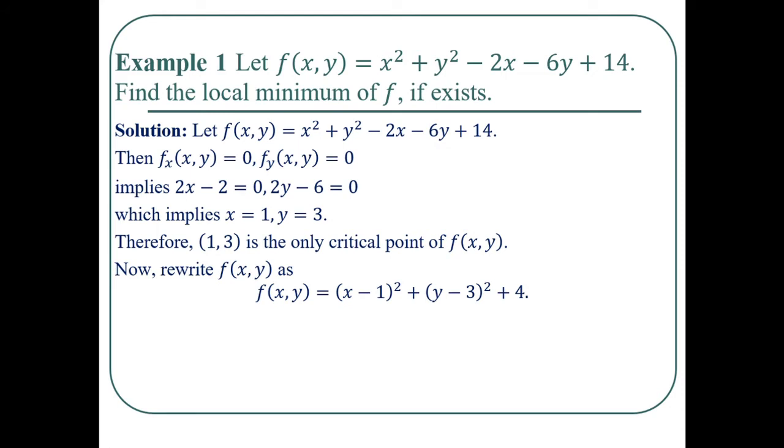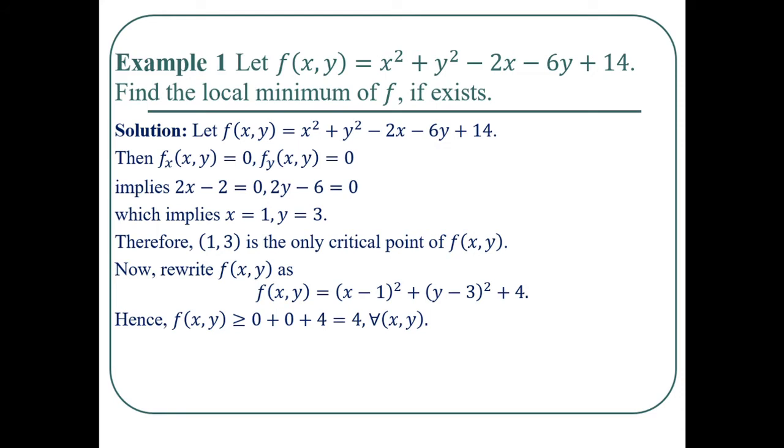And that 4 arises when we put x is equal to 1 and y is equal to 3. Means when we put x is equal to 1, y is equal to 3, we will get the minimum value of function f of x, y. And so this 1, 3 is the absolute minimum of f. So you can call it a local minimum also.